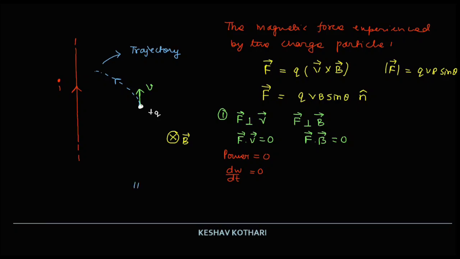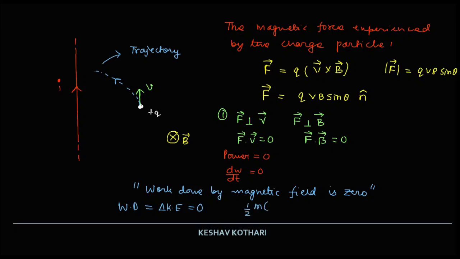So this is a very interesting concept, that work done by magnetic field is 0. Or I can say that since work done is equal to change in kinetic energy of the particle, the change in kinetic energy is also 0, that is half m (v square minus u square) is equal to 0, that is v is equal to u.